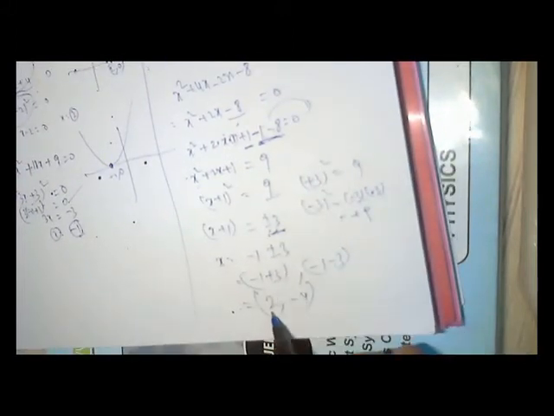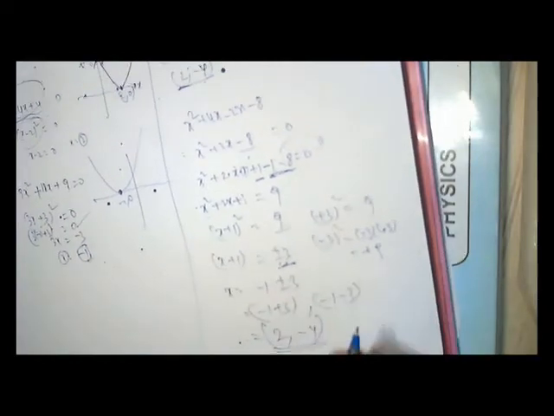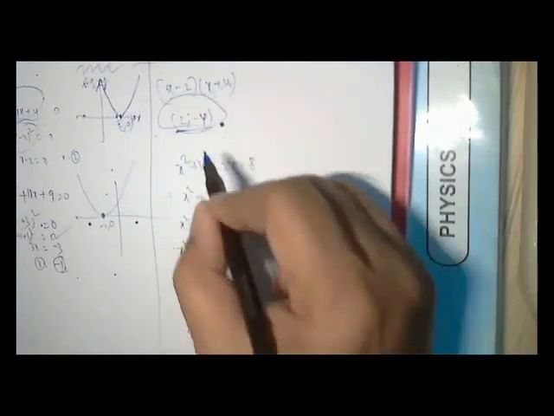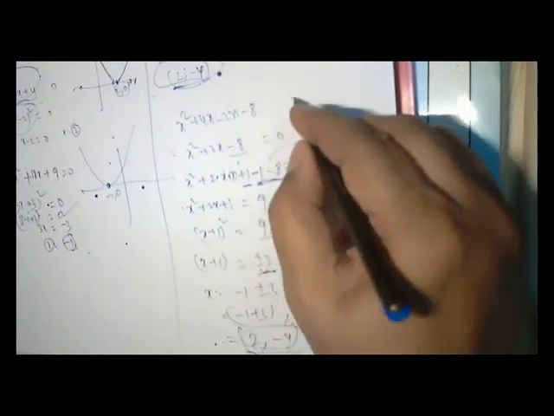What is that? Minus 1 plus 3 is 2. Minus 1 minus 3 is minus 4. So 2 and minus 4. You see here, 2 and minus 4. Here also, 2 and minus 4. So this is the squaring method.